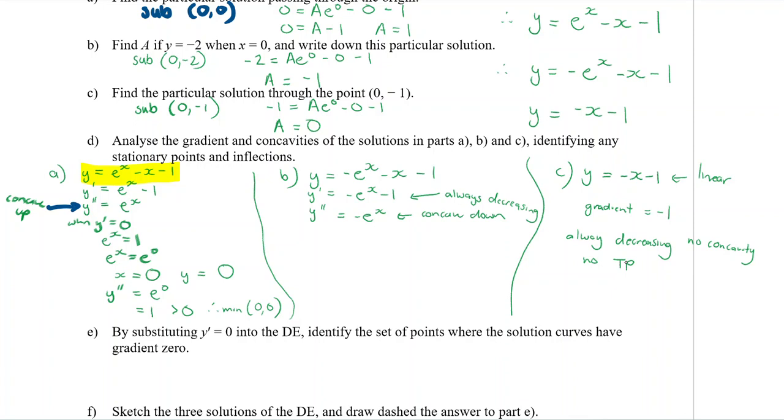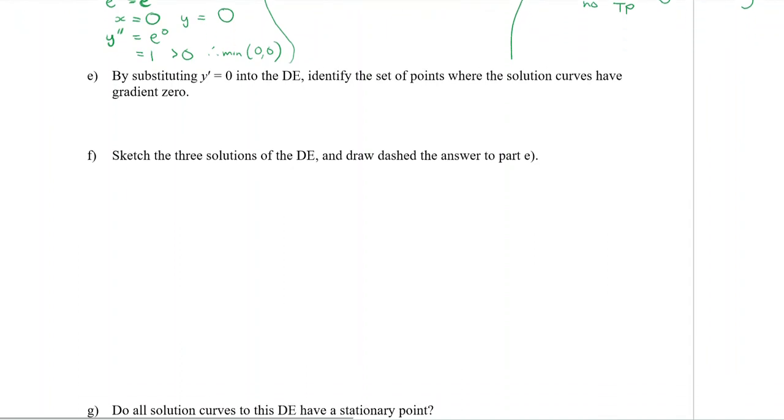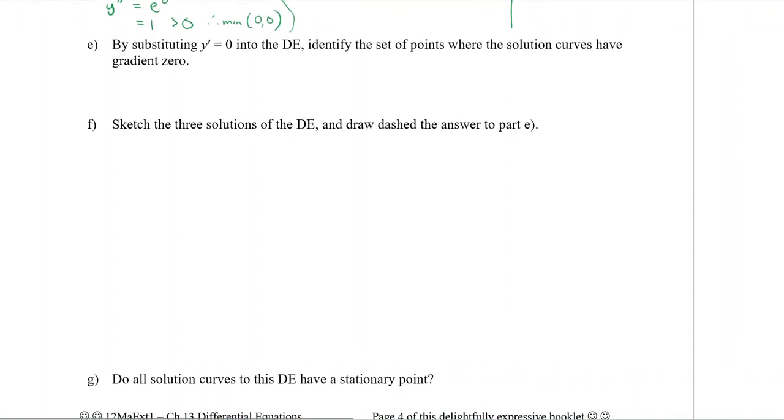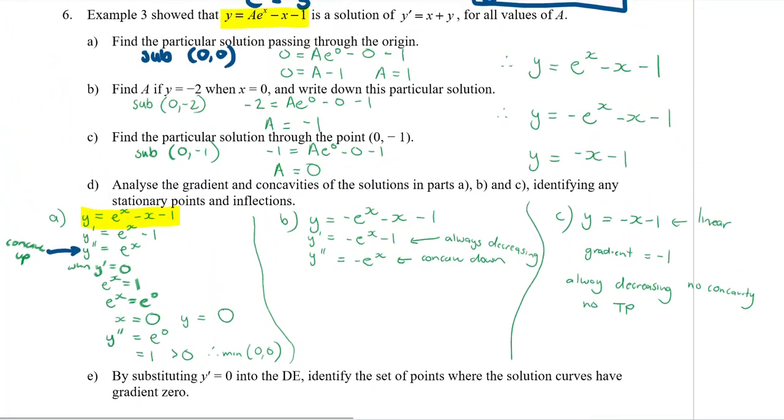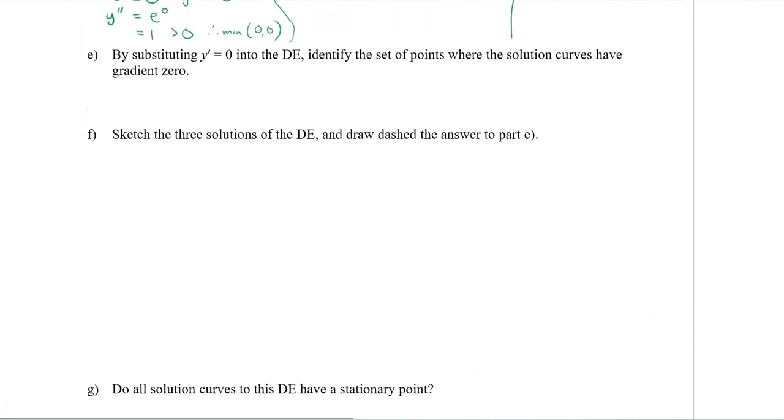Okay, part E. By substituting that y dash is equal to 0 into the differential equation, identify the set of points where the solution curves have a 0 gradient. The differential equation is way back here. This is the one I'm talking about up here: y dash equals x plus y. That was my original differential equation.